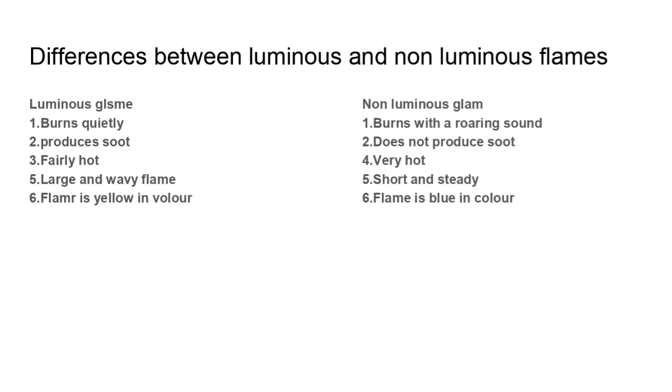Then we have the size. The luminous flame is large and wavy. We talked about that. While the non-luminous flame is short and steady. Finally, the luminous flame is yellow in color. Generally, you'll see it looking yellow, while the non-luminous flame is blue in color. Those are some of the differences between the luminous and the non-luminous flame.